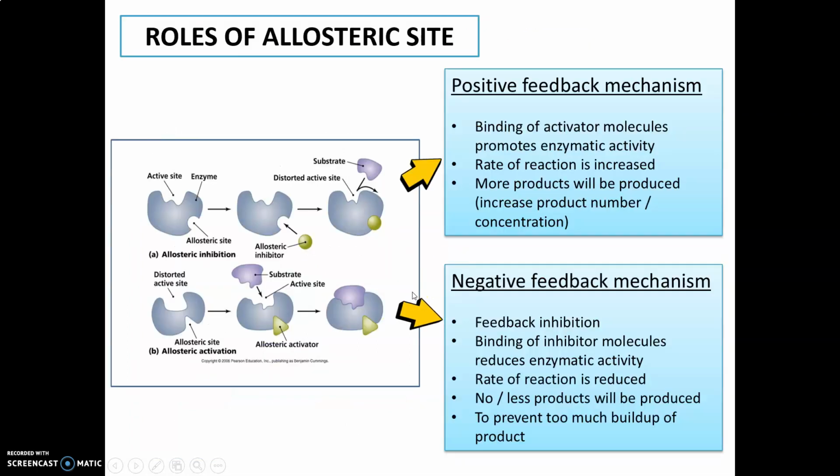Allosteric means tempat lain. Okay. Apakah function roles of allosteric site? Function dia adalah, kalau ingat, adanya positive feedback mechanism, okay? Dan adanya negative feedback mechanism, di mana kalau the binding of activator molecules akan promote more enzymatic activity. Bila ada promote enzymatic activity, the rate of reaction akan increase. Maksudnya more products will be produced, akan increase in number dan juga concentration. Itu yang dikatakan positive feedback mechanism.